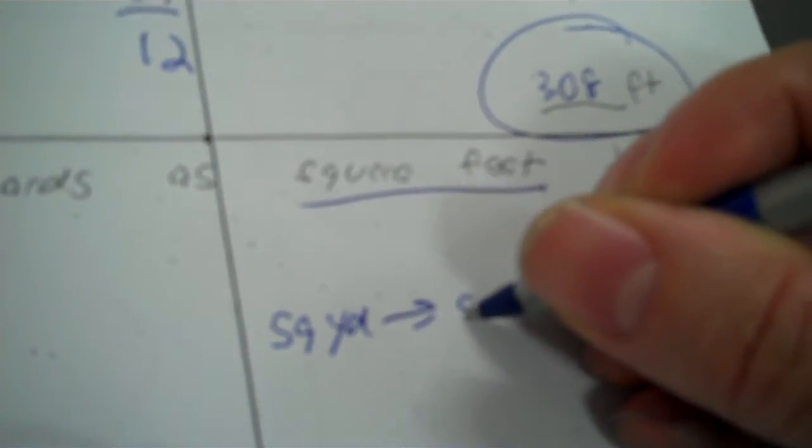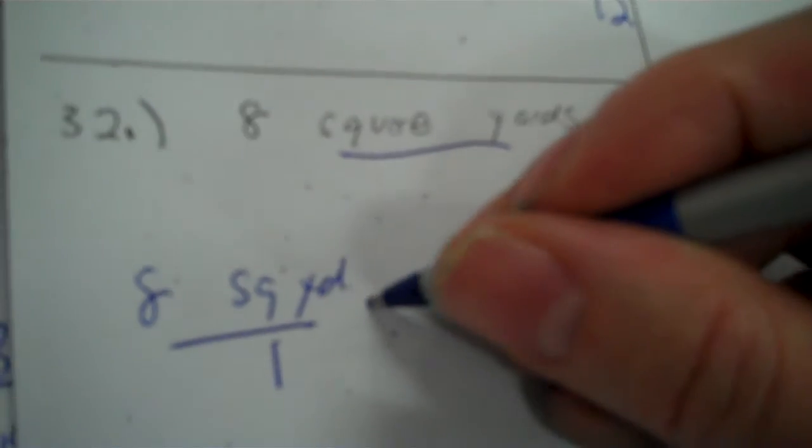Okay, 8 square yards is how many square feet? So we have to go from square yards to square feet. How many square yards do you got? You got 8. So 8 square yards over 1. No label required on the 1. It's not a compound conversion, it's just a single conversion.